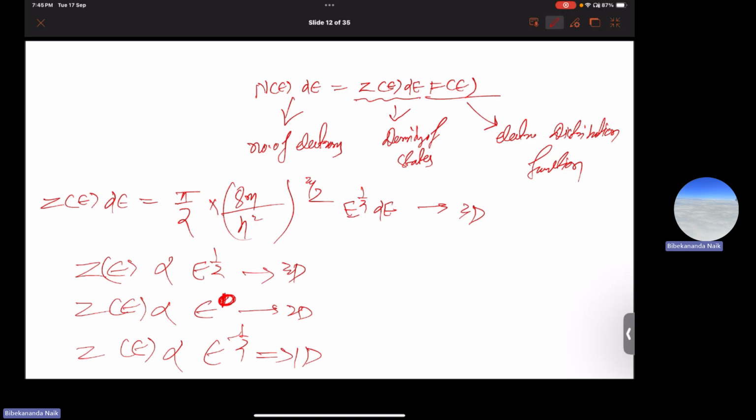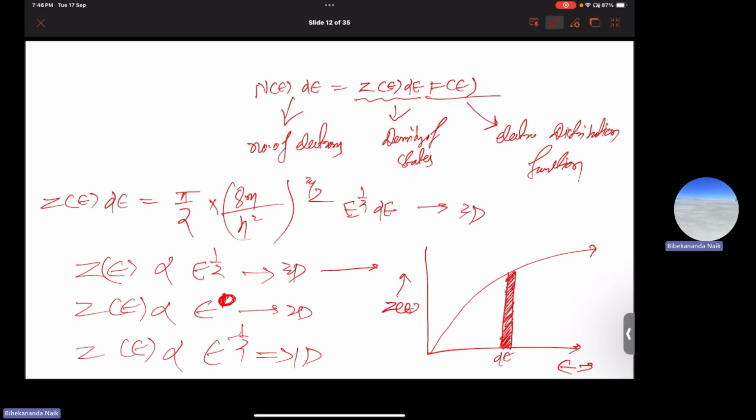So this is basically the relation. Now in three dimensions, if we plot E versus JD, it will look somewhat like this, and suppose this is DE. So the number of levels present in the energy interval of E to E plus DE is given as JD DE.